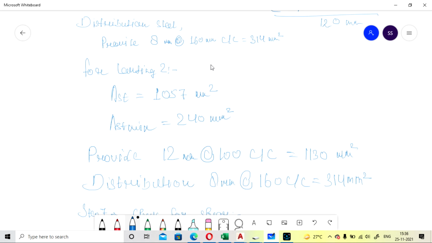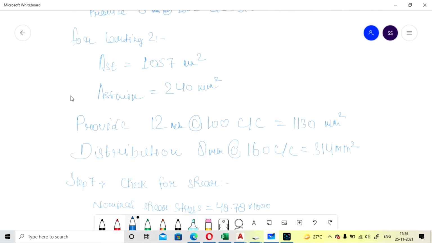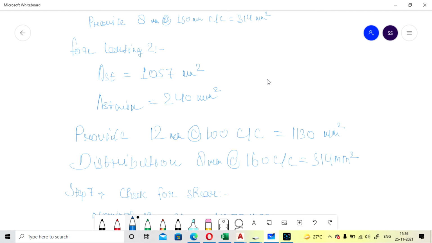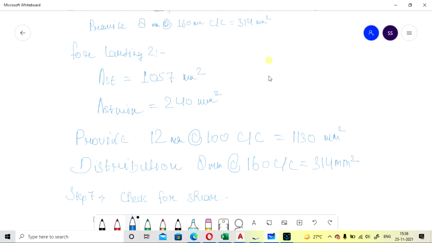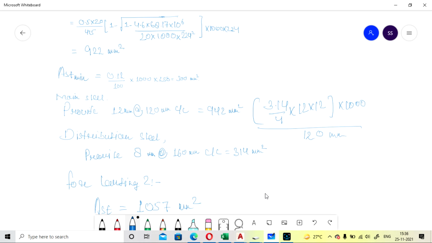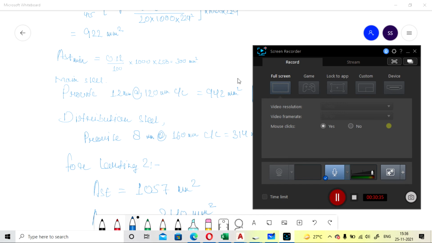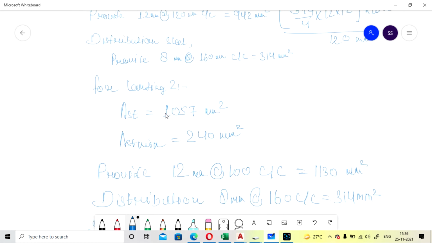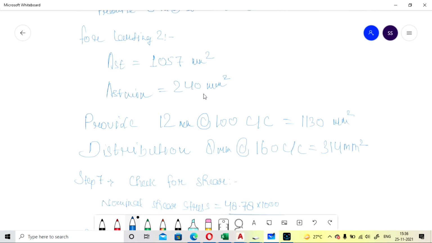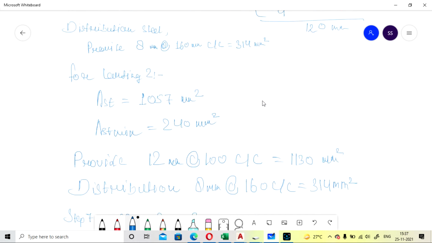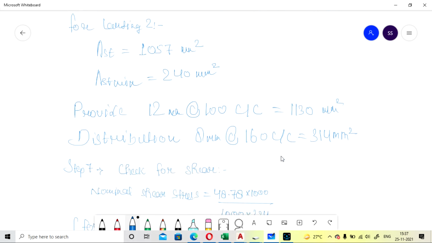Now for landing 2, that is the mid landing, the Ast will be calculated by the same formula as the base slab. All you need to do is take the effective depth for landing 2 only. Don't take the same value as 224, take the 174 that we have calculated as the effective depth for landing 2. So its Ast will be calculated as 1057 mm square and Ast minimum as 240. For Ast minimum you have to take the total depth D of landing 2, that is 200 mm.